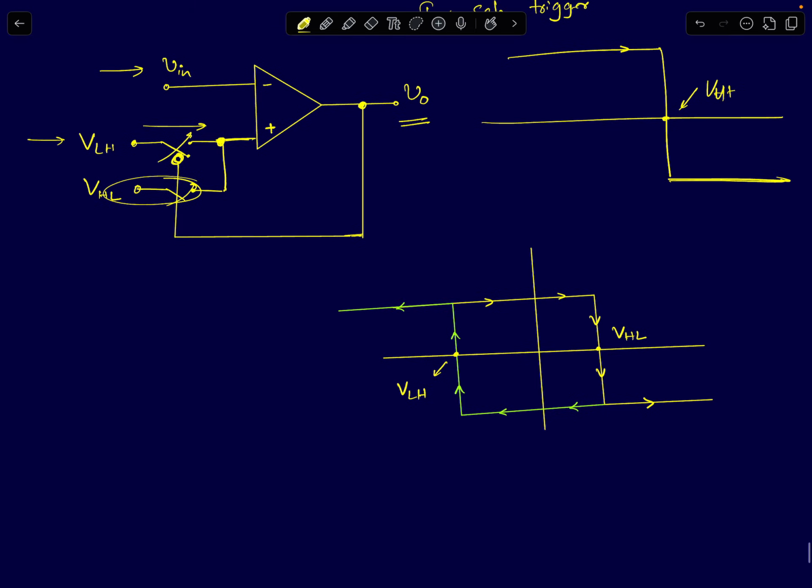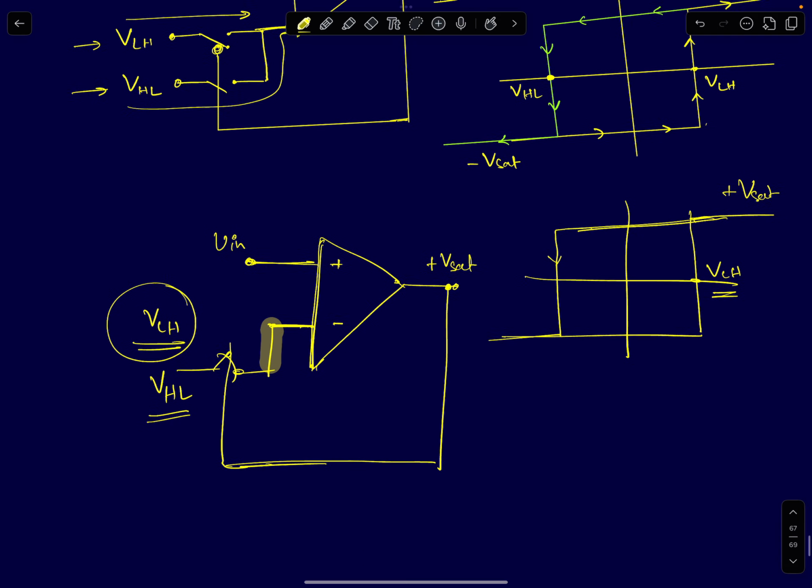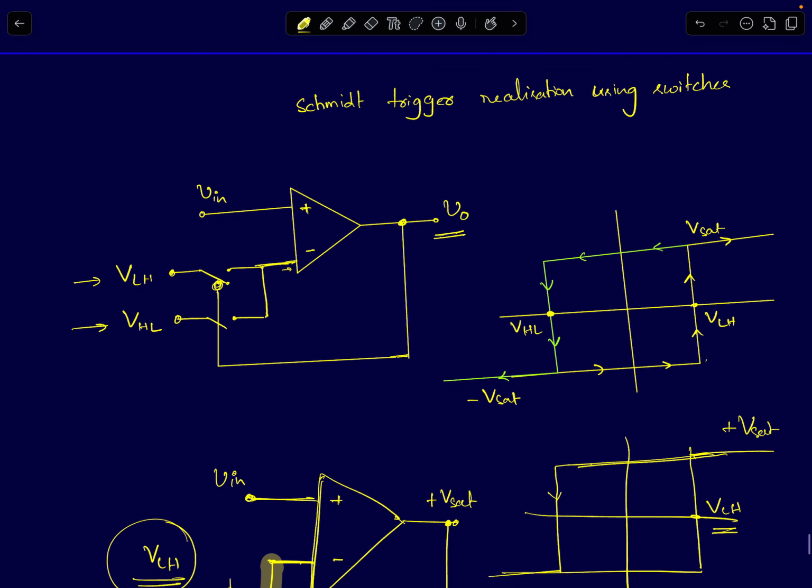So if your output is minus Vsat, then as you keep decreasing your input, when your input voltage goes lower than VLH, your output will go to plus Vsat, and immediately your threshold voltage will also change. This is what I mean by understanding the theory very well. I just applied the theory which I discussed three lectures ago and built the circuit based on that theory. You will see some circuit realizations using some switches, but conceptually this is what the circuits are doing.